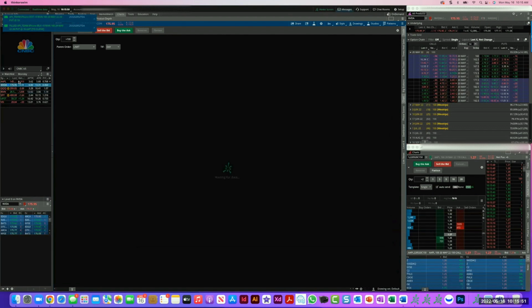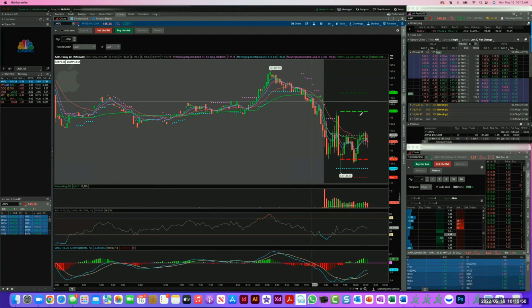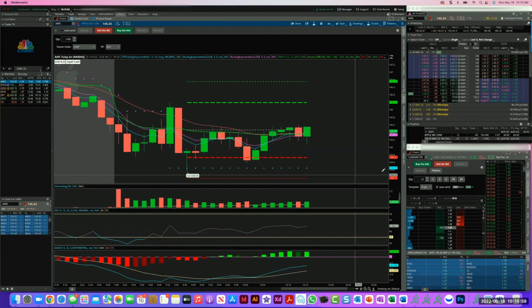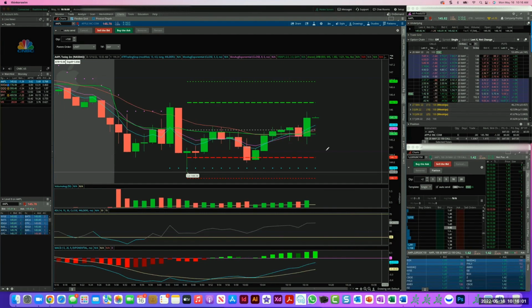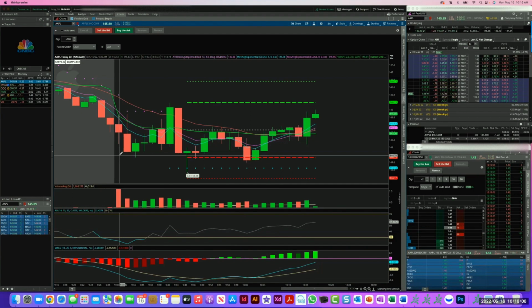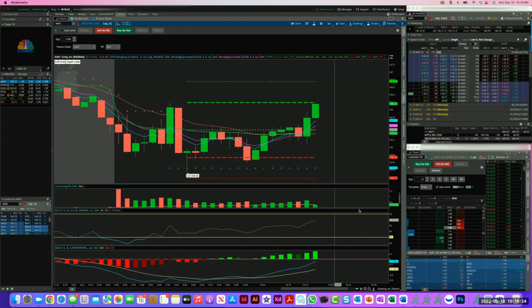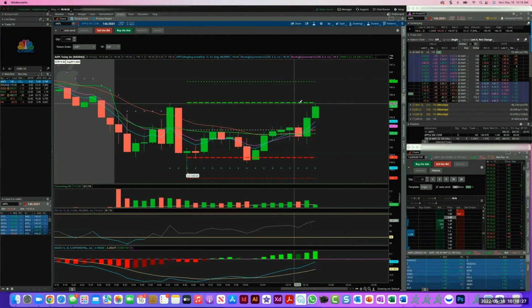Let's see here. Going back to Apple. Oh, there we go. We've got some movement now to the upside. Finally, we got volume coming in also. So we're approaching the opening range. Again, we're looking at this as resistance.